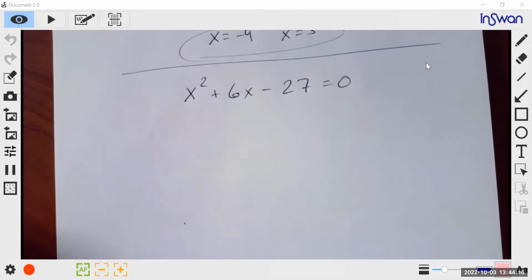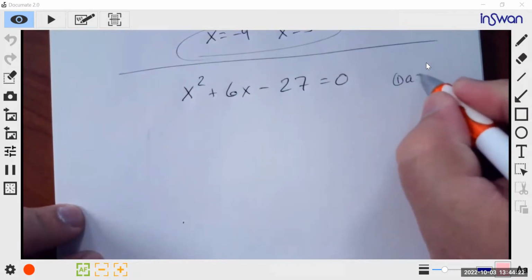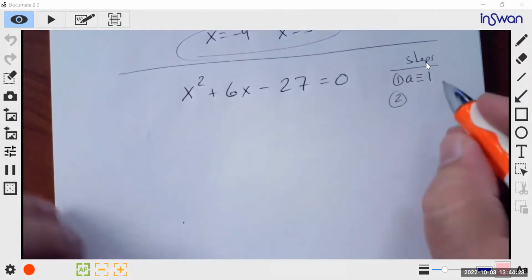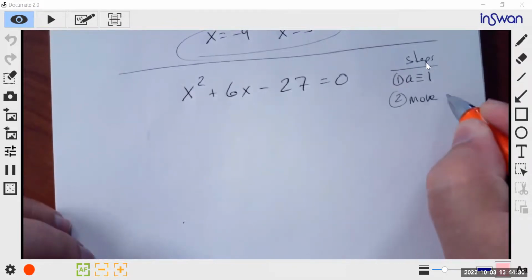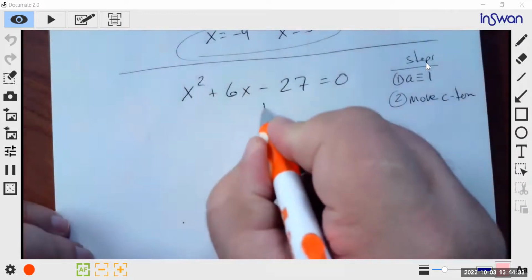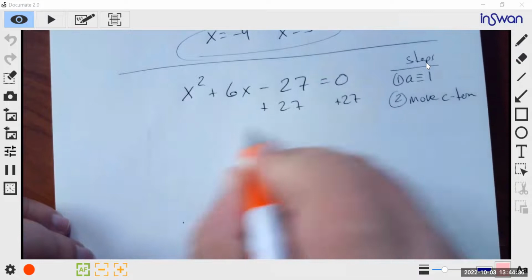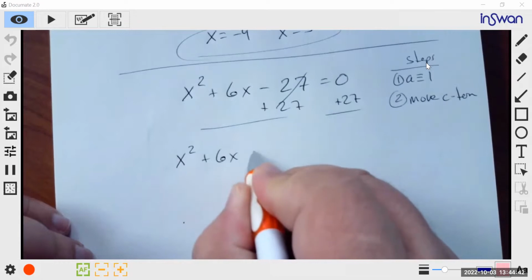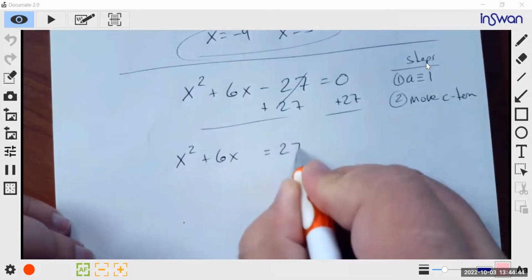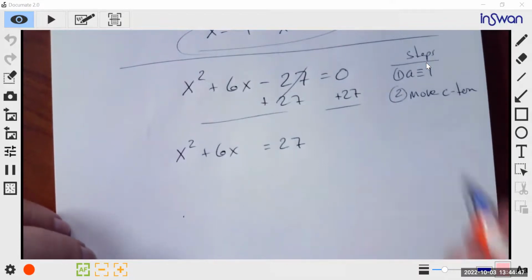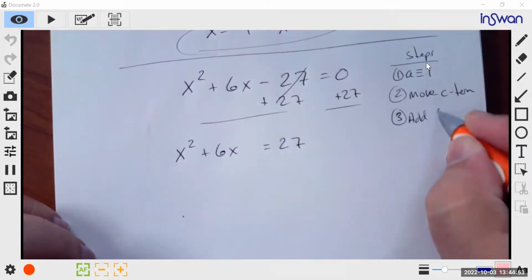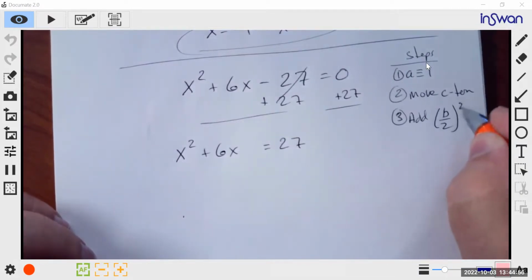Remember the steps. Is A 1? Yes, so check. What's the second step? Move C term. So we have to add 27 to both sides. Third step. B over 2 squared to both sides.